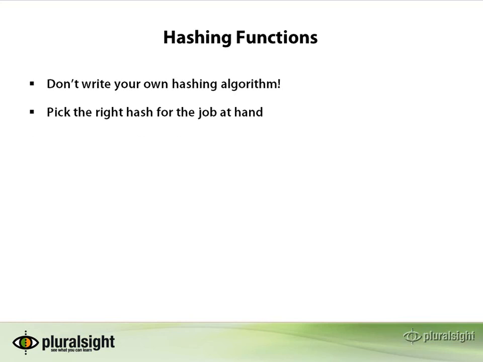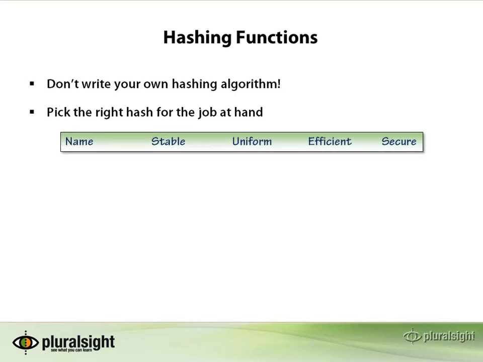The next thing is to pick the right hash for the job at hand. Look at the characteristics of the problem space you're working in and pick the hashing algorithm that applies best to it. Let's look at a couple hashes here. And now bear in mind, my judging of the stability, uniformity, efficiency, and security are really fluffy. I mean, these are debatable points, and I don't want to dig too deeply into them, but they're just some kind of high-level thoughts on it.